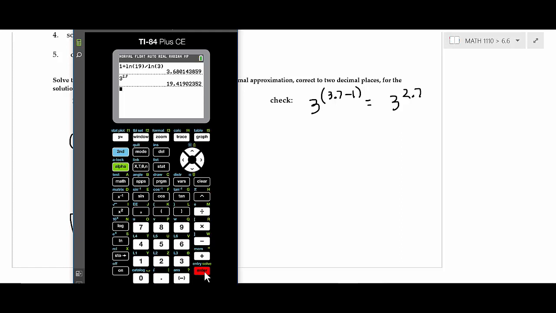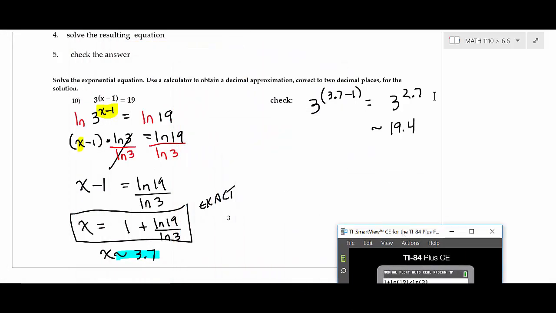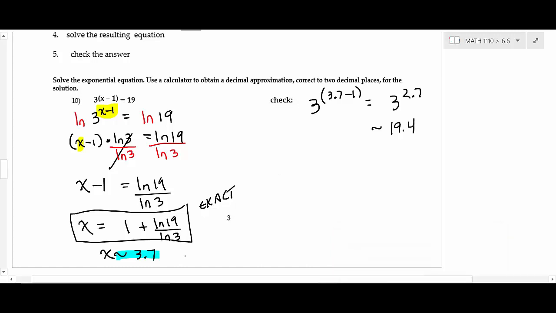If I do that, pretty close, okay? You're off a little bit because we rounded that to several decimals. So that would be about 19.4, so that's off a little bit. But the idea is the more decimals you use on that, the greater the accuracy would be. Okay, so that's the idea. This is the exact answer. If you plugged that in and checked on your calculator, it'd be perfect. Okay, so that's the idea.